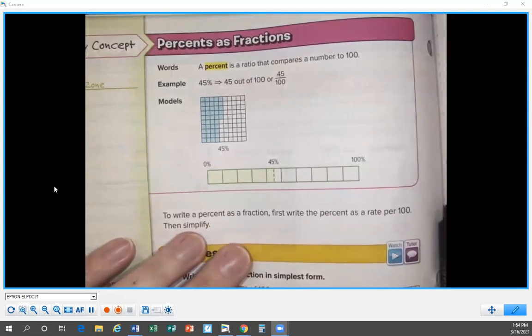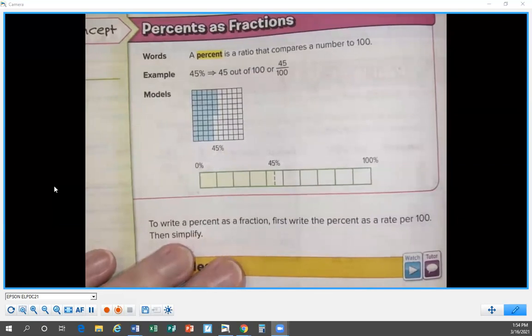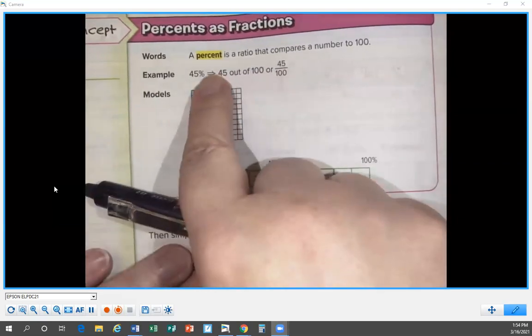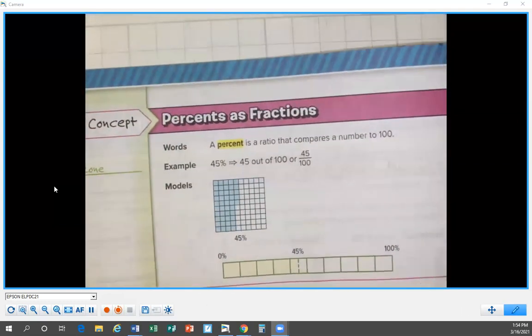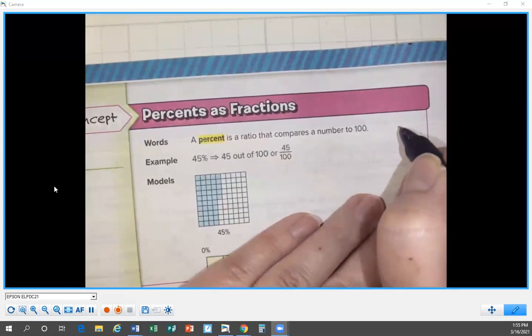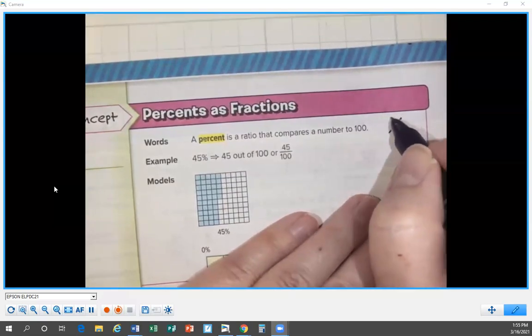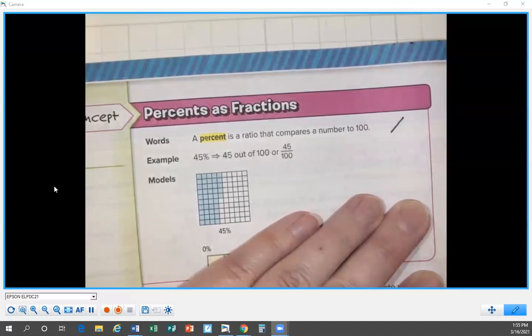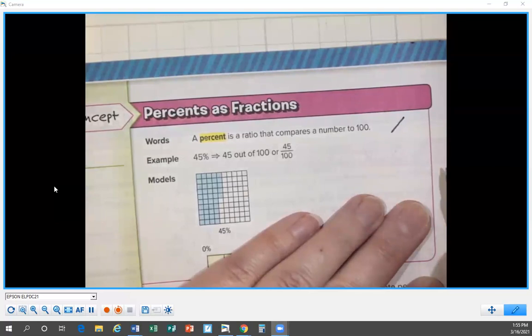I'm going to zoom in a little bit more on this. Okay, so for example, and the percent sign. Let's talk about the percent sign, because it means per 100. If you can draw a percent sign, it's like making a number 7, but without the top part. It's just a diagonal, and it actually does matter. It goes from top right to bottom left.